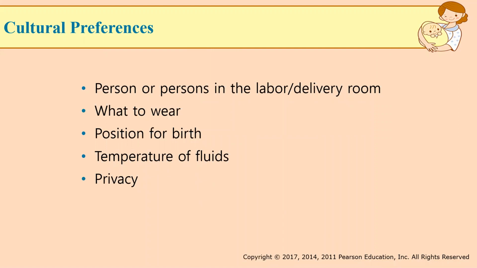Values and beliefs, support person and the father. We need to know practices and preferences of the pregnant woman and the father as well. So we want to give them as much choice and control as we can. Allow them to pick who they want in the labor room, what to wear if possible, what position they prefer for birth, the temperature of the fluids that they want to drink. They may want cold or they may want warm, and always provide privacy.